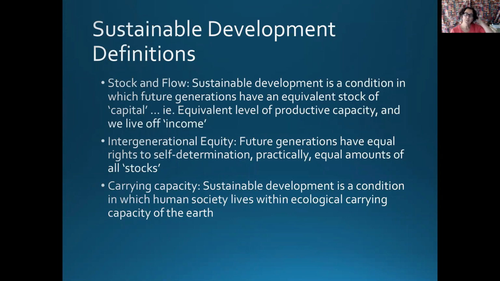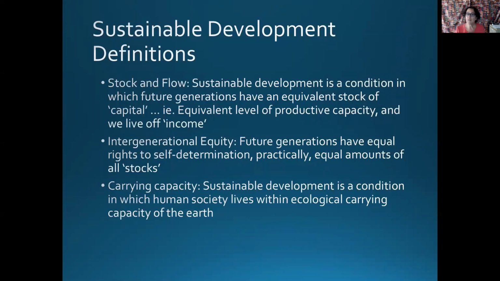So first of all, there's a set of definitions that are about a stock and a flow. This is where sustainable development is a condition in which future generations have an equivalent stock of capitals, so they have an equivalent level of productive capacity. And so each successive generation is just living off the income from that. So I'll go through what stock and flow definitions look like and what the criteria is.